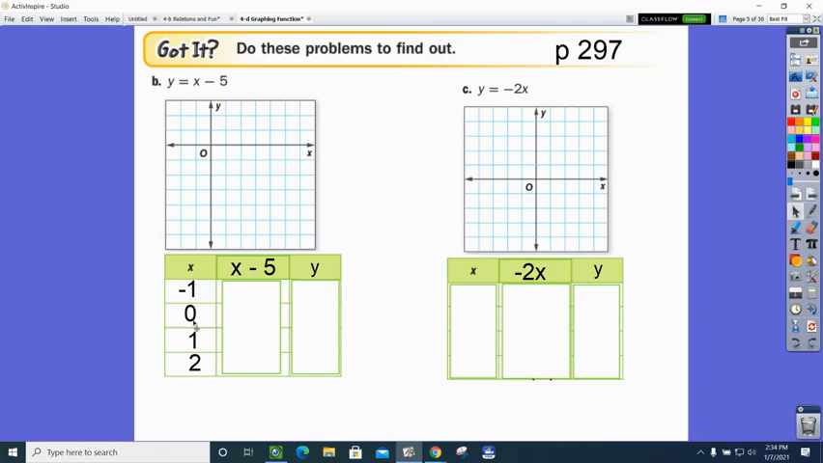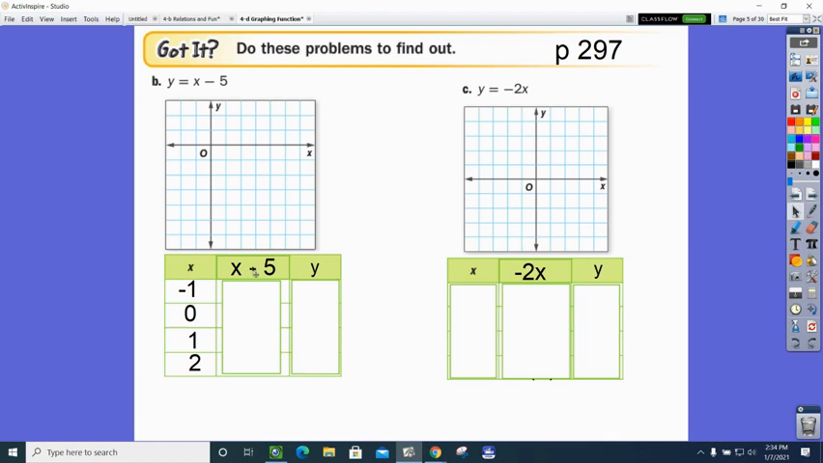Okay, so has everybody written those in? Okay, your next task is to substitute -1 in for x and get your output y. Substitute 0 in for x, do the math, get your y. Substitute 1 and substitute 2. And when you're done getting your y values, come back and we'll talk about graphing it.